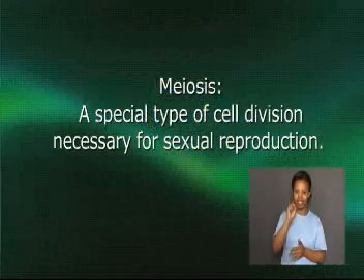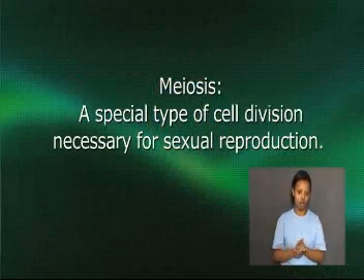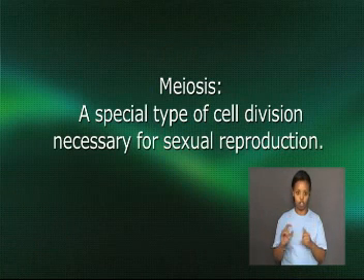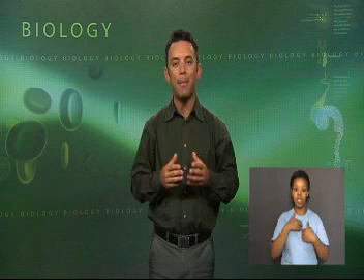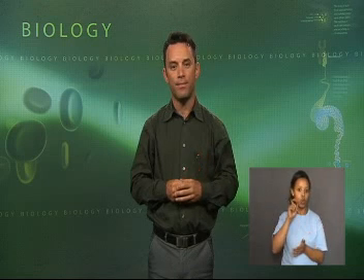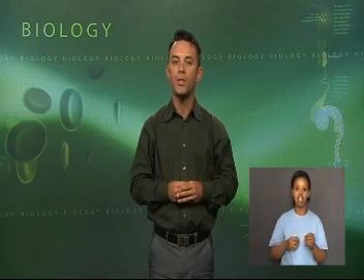Let us begin by defining the term meiosis. Meiosis is a special type of cell division that is necessary for sexual reproduction. In animals, meiosis produces gametes. Gametes are sex cells, like sperm and eggs. In other organisms, like fungi, meiosis generates spores.